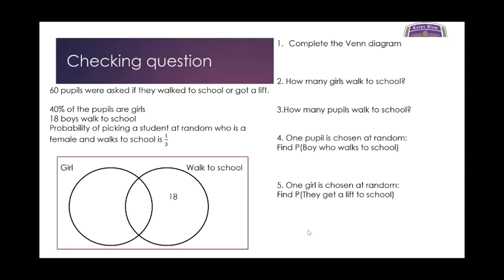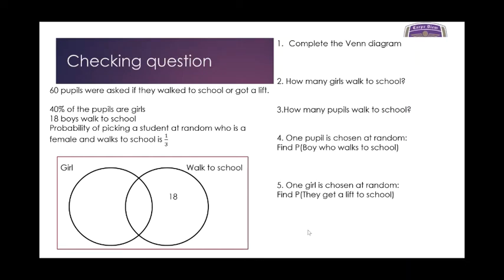And you've got 5 questions here. Complete the Venn diagram. How many girls walk to school? How many pupils walk to school? A pupil is chosen at random. What is the probability that they are a boy who walks to school? And a girl is chosen at random. What is the probability they get a lift to school? So pause the video and have a go at this question.